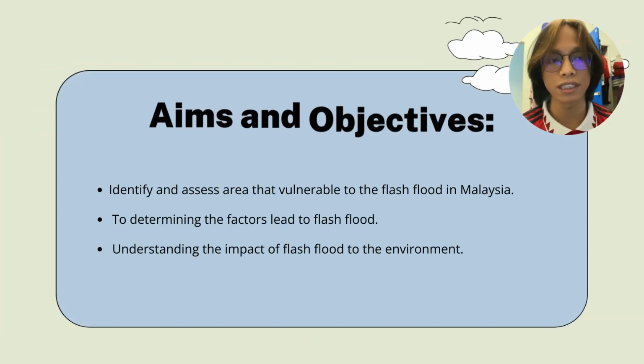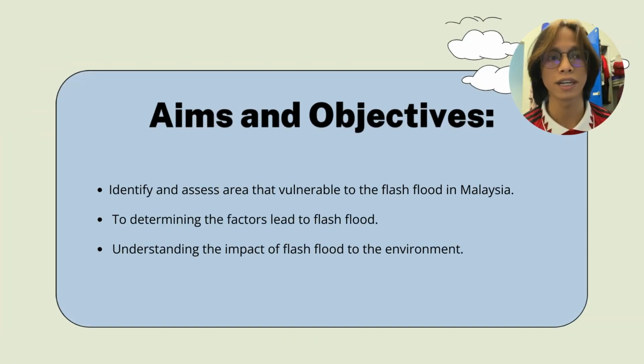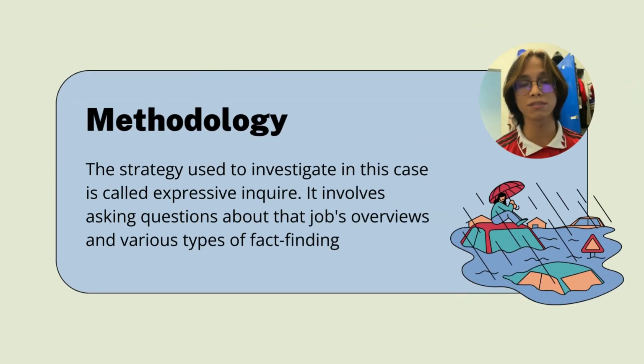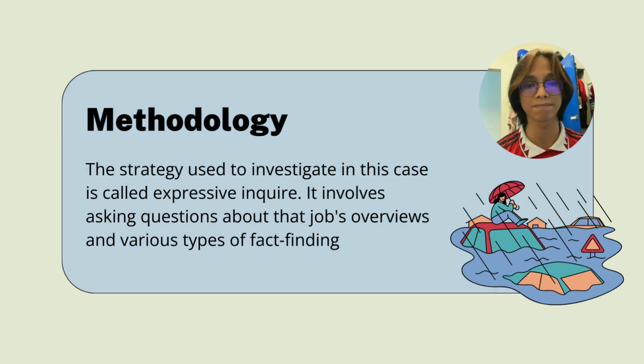The aim and objective of this project is to identify and assess the areas that are vulnerable to flash flood in Malaysia. Second, to determine the factors that lead to flash flood. And lastly, understanding the impact of flash flood on the environment. For the methodology, the strategy used to investigate in this case is called expressive inquiry. It involves asking questions about the job overview and various types of fact finding. These include searching articles and data about flash flood in Malaysia.